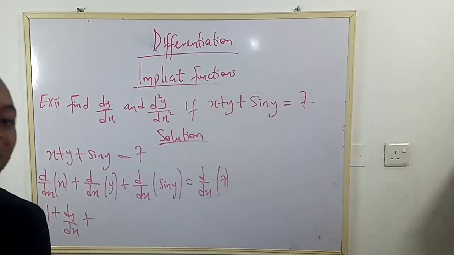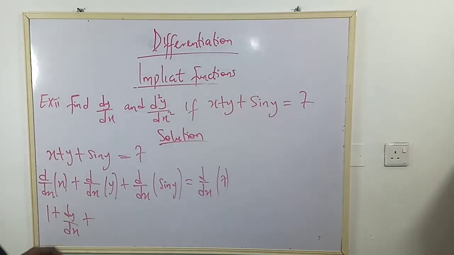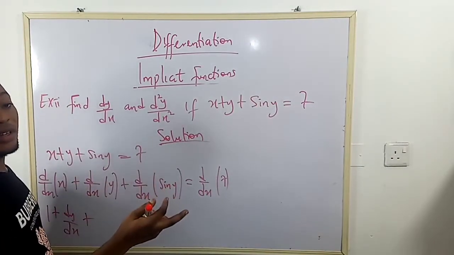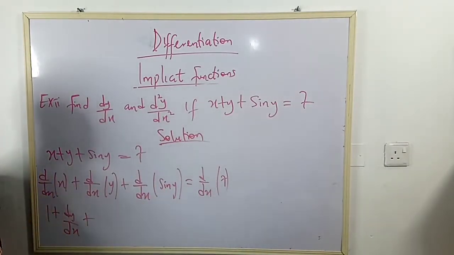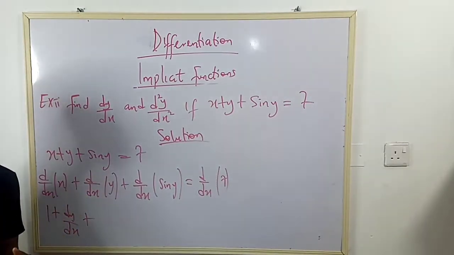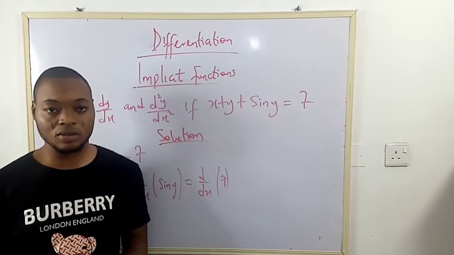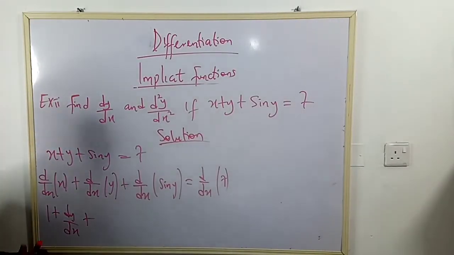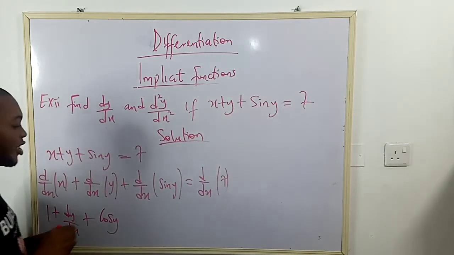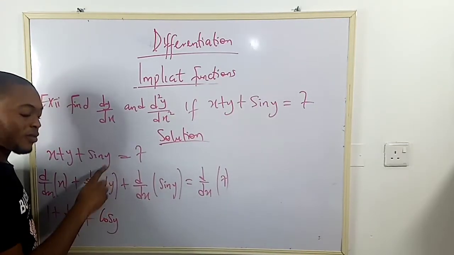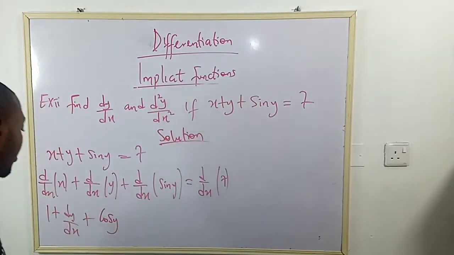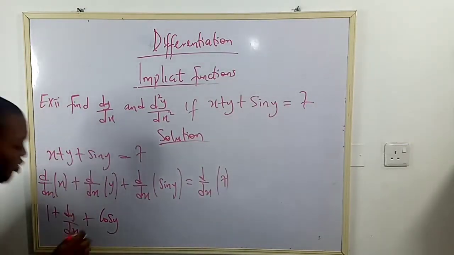Now sine y is a function of another function. Sine is a function of y, and y is a function of x. So first we differentiate sine with respect to y. The derivative of sine y is cos y. Then we differentiate the y, which is the angle. The derivative of y is dy/dx.